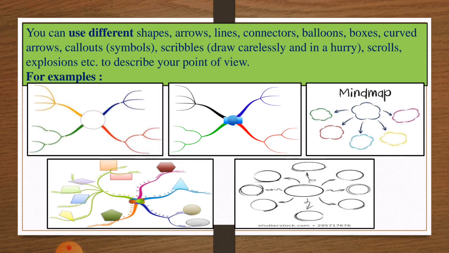While doing mind maps, you can use different shapes, arrows, lines, connectors, balloons, boxes, curved arrows, callouts, means symbols, then scribbles, means drawing carelessly and in a hurry, scrawls, explosions, etc. Whenever you want to describe your point of view.